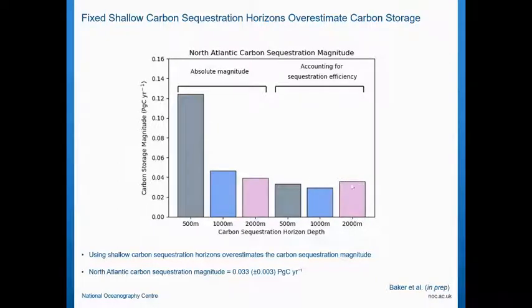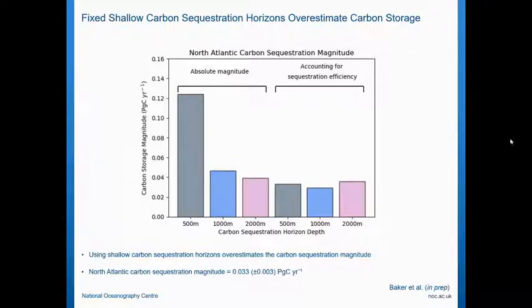I should say this is most likely to be a lower limit, as one of the assumptions in the study is that the sinking carbon is instantly remineralized at this depth, which isn't the case. But either way, it still gives confidence that these are probably overestimates, particularly at 500 meters. So what we can say from this is that using shallow carbon sequestration horizons overestimates the carbon sequestration magnitude, and that there's actually a very small amount of spread between these two, and that gives us an average North Atlantic carbon sequestration magnitude of 0.033 petagrams of carbon per year. I'm still working and thinking about this, but it's interesting at least.